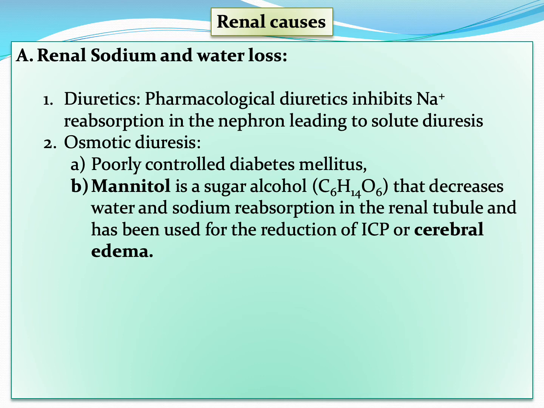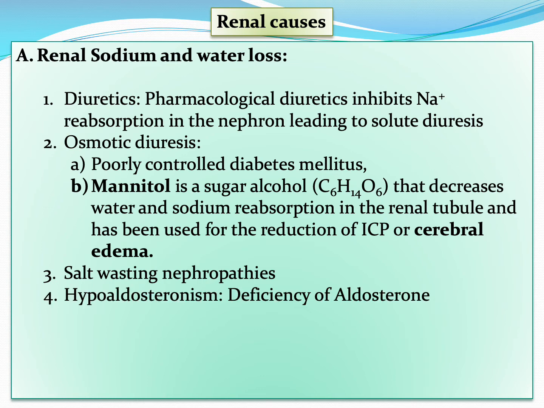Mannitol is a sugar alcohol that decreases the water and sodium reabsorption in the renal tubule and has been used for the reduction of intracranial pressure or cerebral edema. Next are the renal nephropathies, which will lead to salt wasting. That is the defects in the renal tubule, which will have problems in maintaining the salt and water. Then there is hypoaldosteronism. Deficiency of aldosterone will ultimately lead to salt wasting, as sodium cannot be reabsorbed.